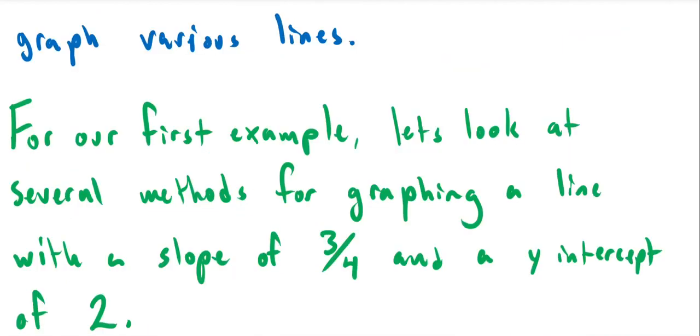For our first example, we're going to look at several different methods for graphing a line that has a slope of 3/4 and a y-intercept of 2. So before we go on, think about how you might model that equation. What would the equation for a line look like with a slope of 3/4 and a y-intercept of 2?